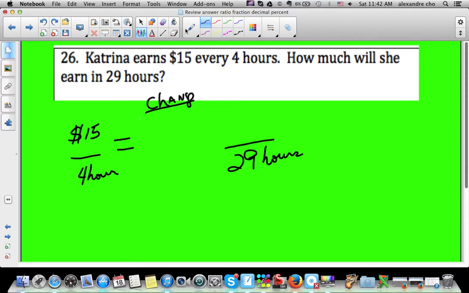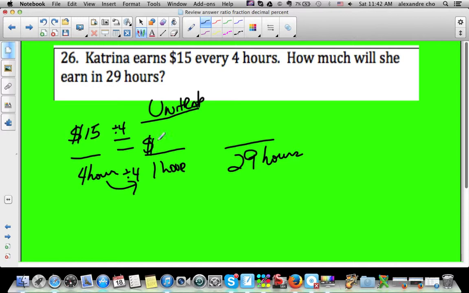I change that to unit rate. Instead of, you know what, let me write it better. I'm going to write unit rate. So how does this become a unit rate? We find out what it is in 1 hour. 4 divided by 4 becomes 1, and then 15 divided by 4 is 3.75. So basically we can say that Katrina makes $3.75 in an hour.